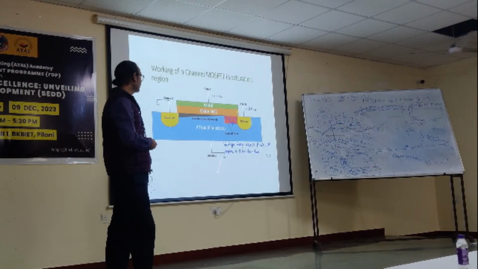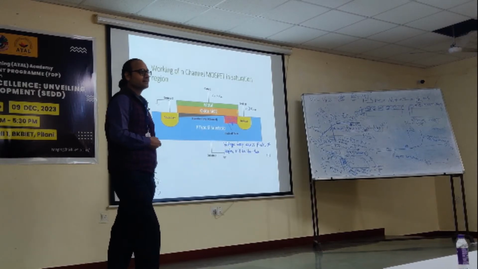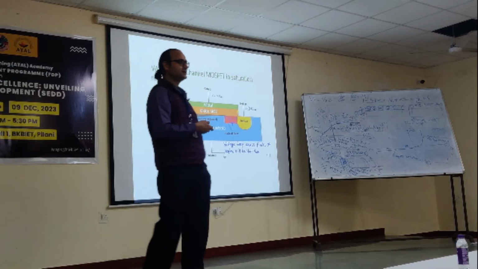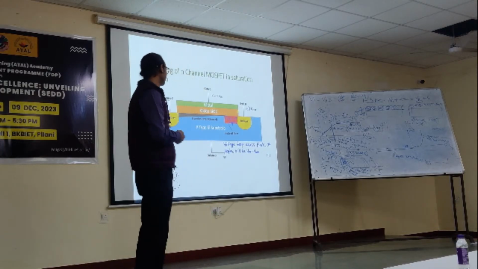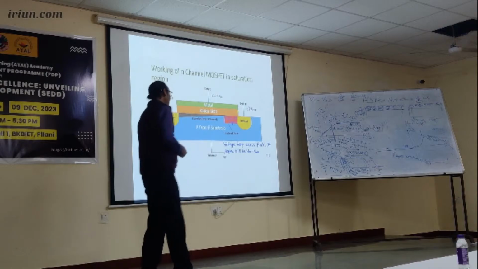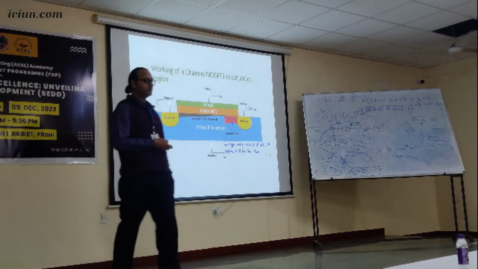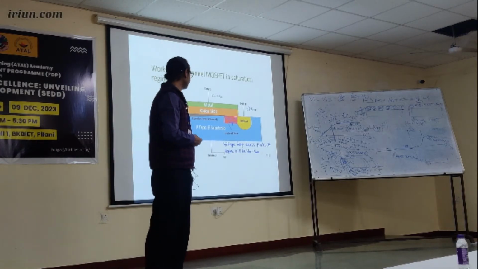So if we represent this portion by pinch off, I will say the effective channel length is now reduced. I will assume that the channel is not there, inversion is not there. So there will be a voltage drop across this region or not?